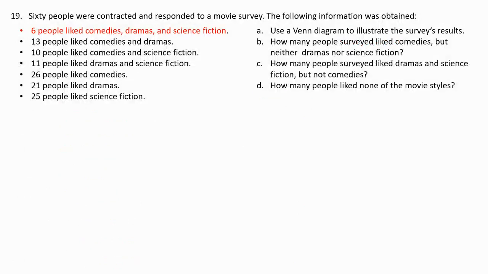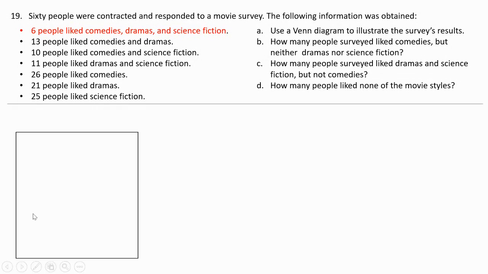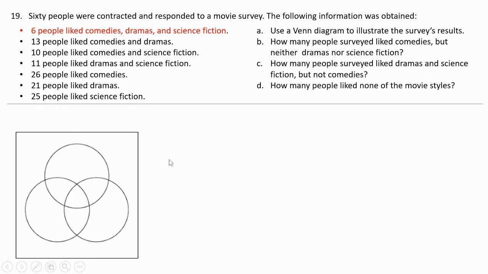Number 19. Okay, now here, number 19 states 60... you have to do a Venn diagram, and then you have to know how to put them in the Venn diagram, and then from there, you can answer the questions for 19, which is parts A, B, C, and D. So first, let's do the Venn diagram. We have 60 people total, right? So the universal set is 60.